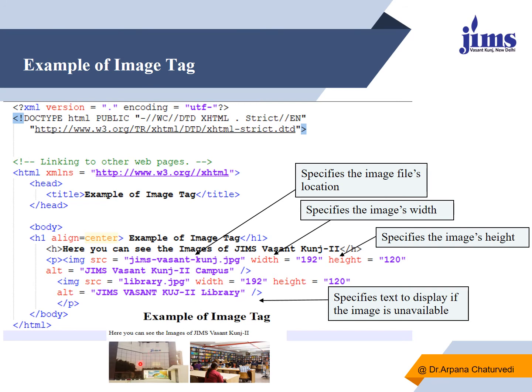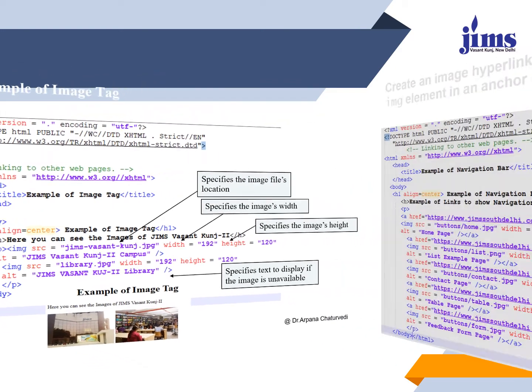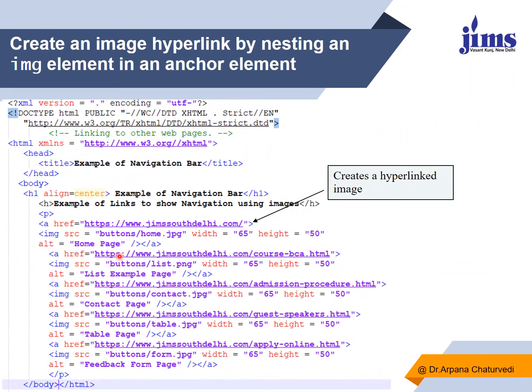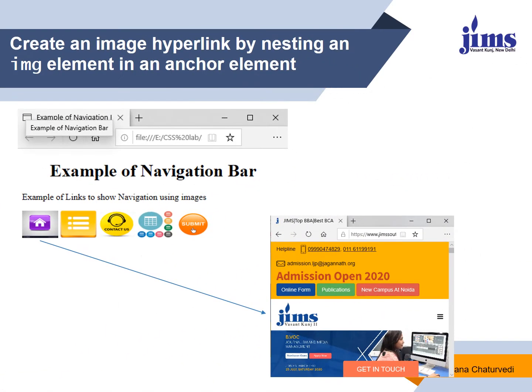This is the image of how the Vasant Kunj campus is looking, and this is the library image. So this is how we do it. Button with the website, with our campus website. For courses list, button is over there. For contact, button is over there. For guest speaker, another button is over there. For table, button is over there. So these are the buttons.